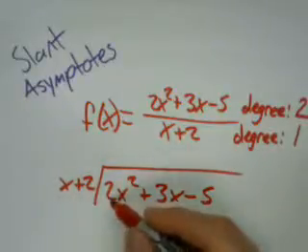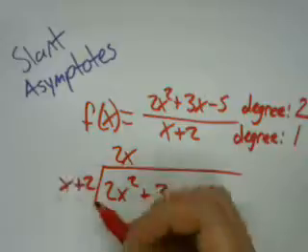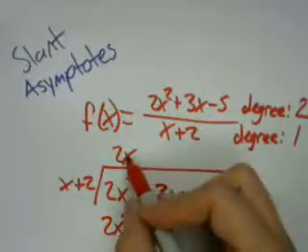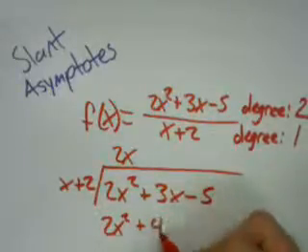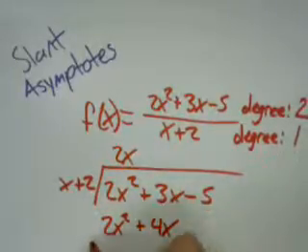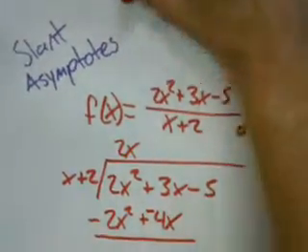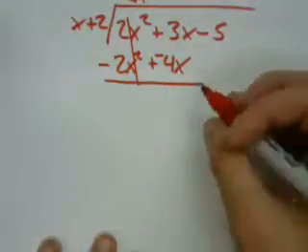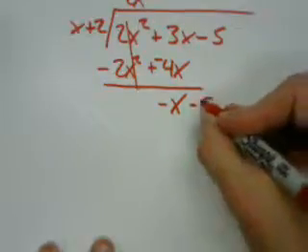So x and 2x squared, I have to multiply by 2x. In other words, 2x times x is 2x squared, so we can cancel it out. 2x times the other part of the binomial, 2x times 2, is positive 4x. Now I draw a line, change my signs, and this cancels out. I'm going to have negative x, positive 3 minus 4, and I drop the negative 5.